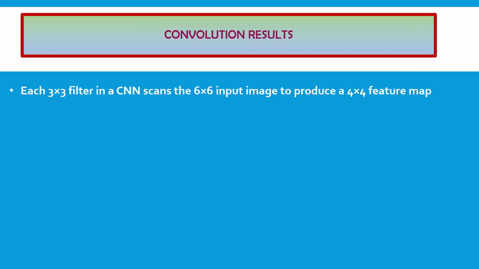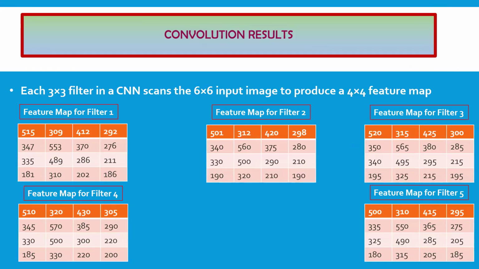Each filter in a CNN produces a feature map that highlights specific patterns from the input image. In our example, we have each 3 by 3 filter applied to a 6 by 6 image with a stride of 1 and no padding. Basically, it produces a feature map. How many feature maps? We have 5 feature maps corresponding to the 5 kernel filters. So this is going to be our final feature map after sliding the filter over the entire image.